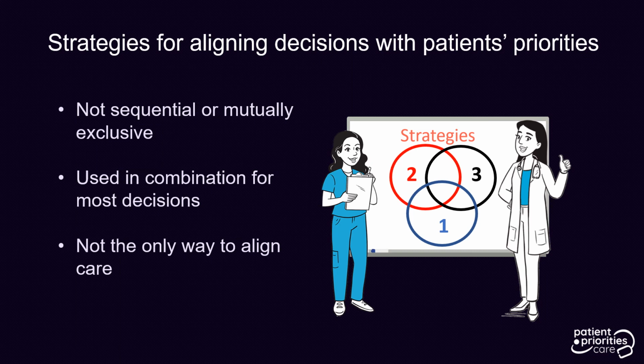We have an online patient priorities decisional guidance tool at patientprioritiescare.org that goes into greater depth to help you develop skills when engaging in patient priorities aligned decision-making with your patients. The tips and scripts in the online tool address strategies and troubleshooting of common scenarios that come up during decision-making for patients with multiple chronic conditions.